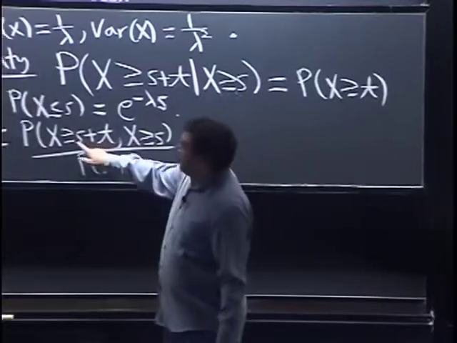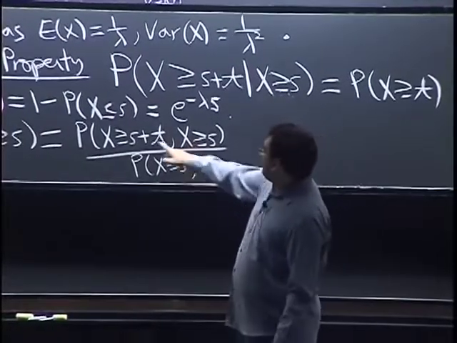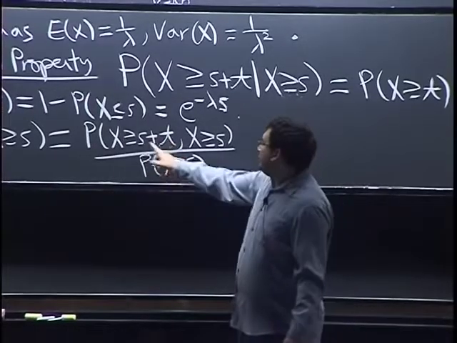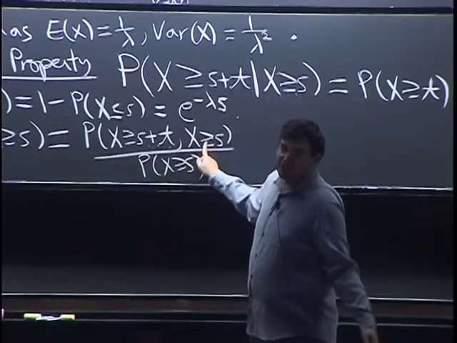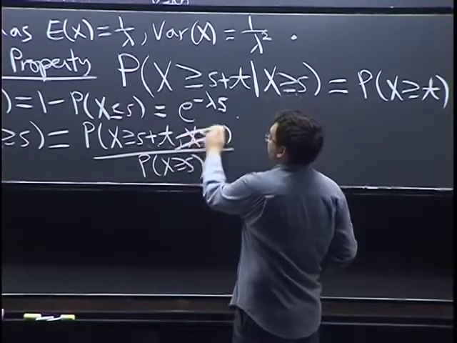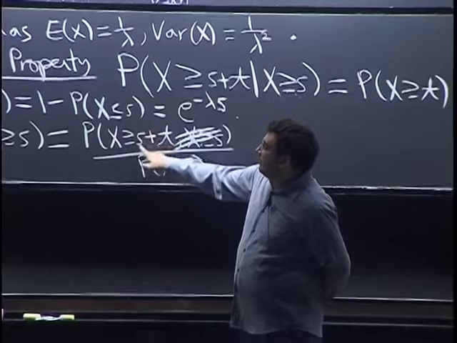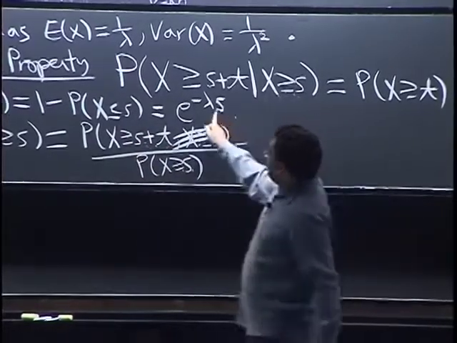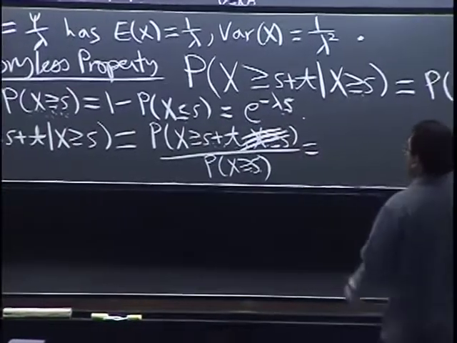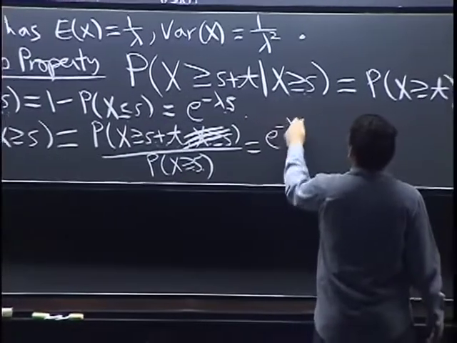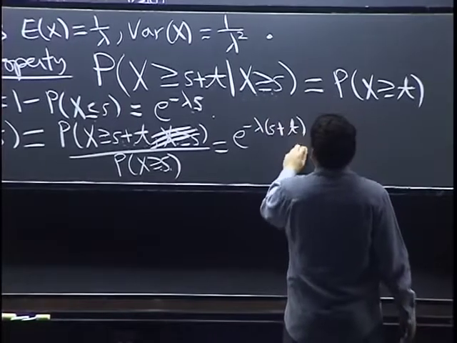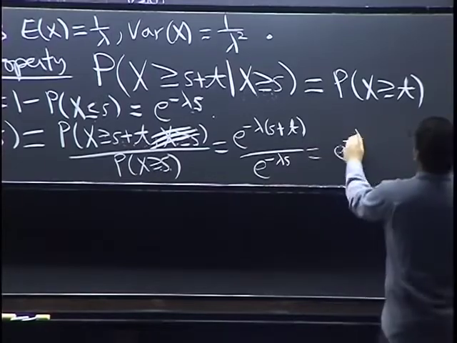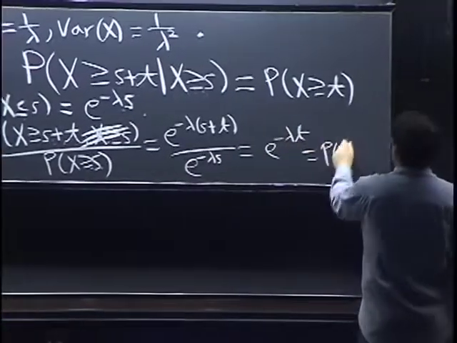But notice that the numerator is slightly redundant, because I'm assuming s and t are non-negative real numbers. If it's at least s plus t, obviously it's at least s. So this part is redundant. In other words, it's just the ratio of the survival function here over the survival function here, and this is true for all s greater than or equal to 0. So that's just e to the minus lambda (s plus t) divided by e to the minus lambda s, and that simplifies to e to the minus lambda t, which is the probability that X is greater than or equal to t.